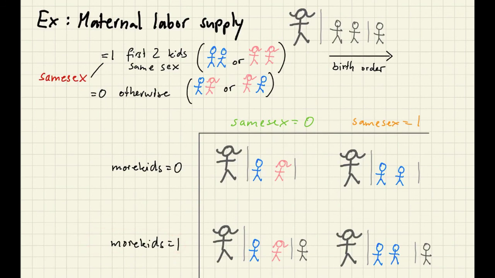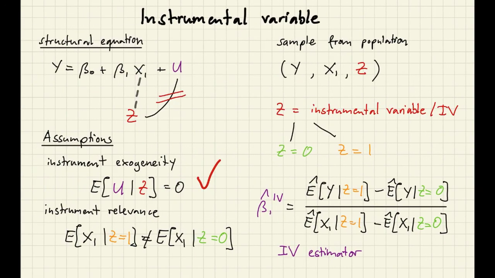If this reasoning is correct, then we expect that in the same-sex equals 0 group, the average level of more kids is low, so that the typical same-sex equals 0 group would be maybe here. And we would expect the average level of more kids to be higher in the same-sex equal 1 group, so that the expected same-sex equal 1 observation would be here. The instrument relevance assumption seems also plausible.